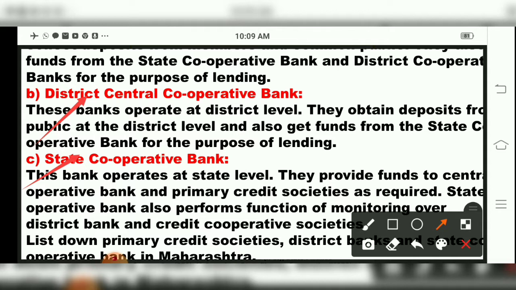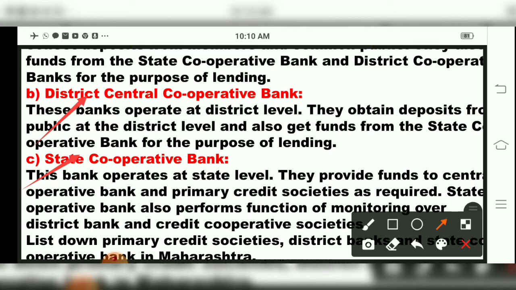Now what is the work of this state cooperative bank? They will provide funds to central bank and primary credit societies as required. Central bank means what? Central cooperative bank. And primary credit societies, whenever they require money, this will provide funds. So state cooperative bank also will function or monitor over district bank and credit cooperative societies, children. See, state cooperative bank monitors, means it will check how the district bank and how credit cooperative societies are working. So this is the function of what?